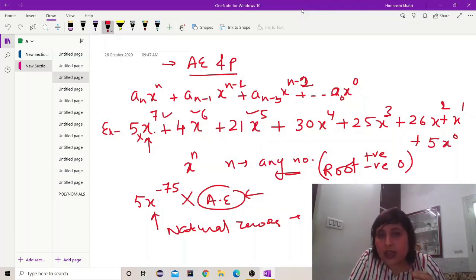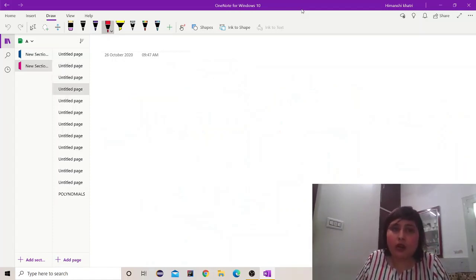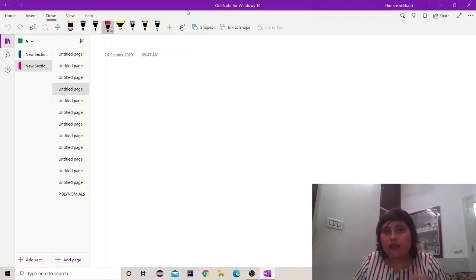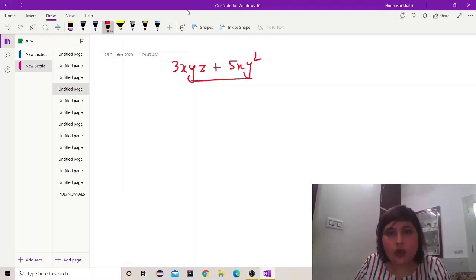Is it clear? Hence it proves that a polynomial is a part of an algebraic expression. It is a part of what? An algebraic expression. So am I clear with the power concept, that we have to use the positive power only? Now suppose I am giving you a question: (3xyz + 5xy^2) / 3xz.